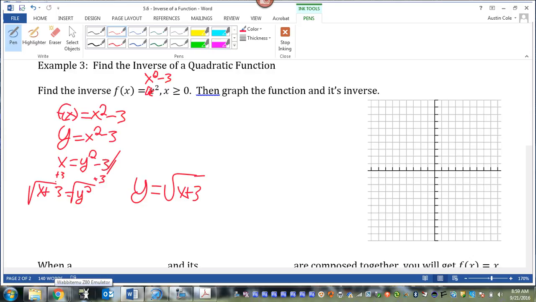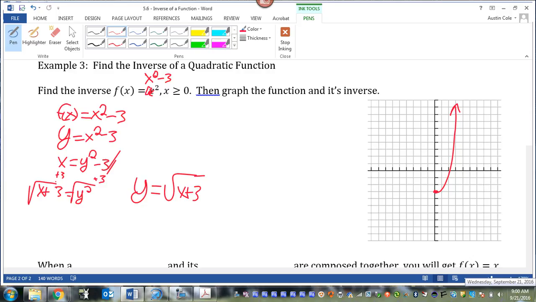Now, let's graph it. So you have x squared minus 3. Where does that be? Alyssa, where's my y-intercept? Negative 3. The x squared graph looks something like that, right?